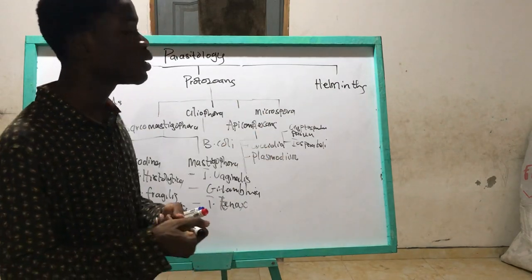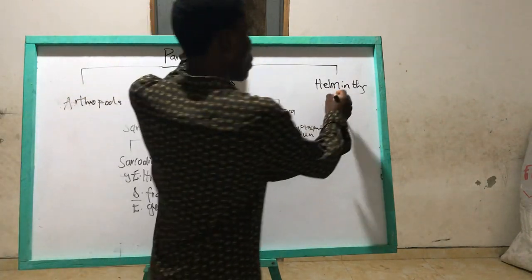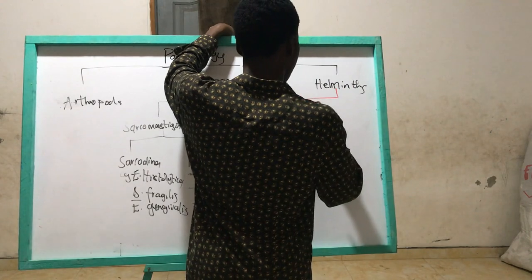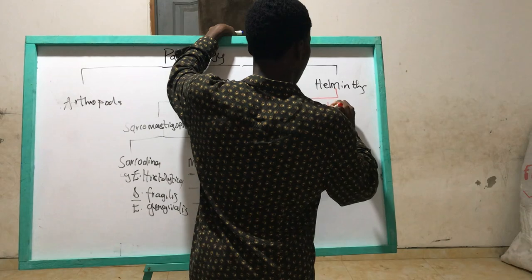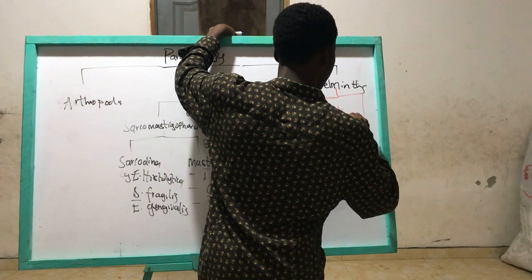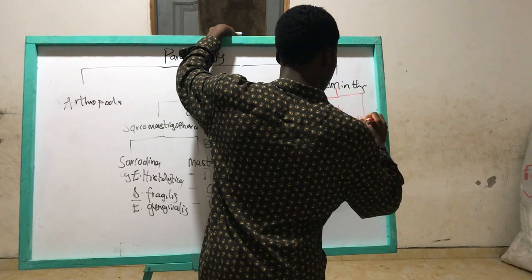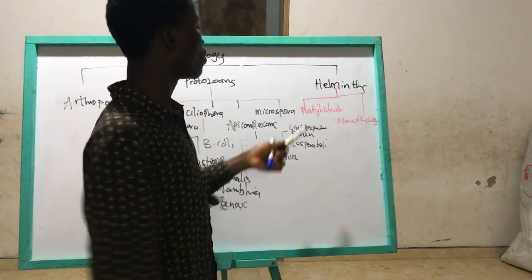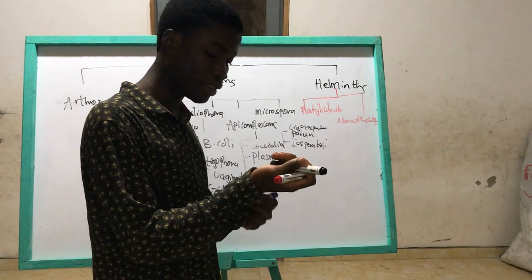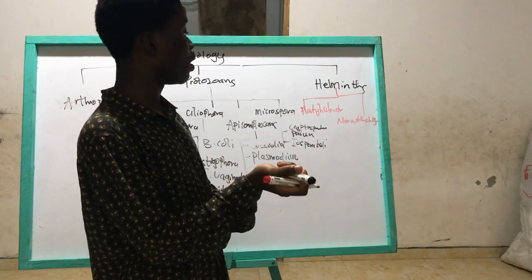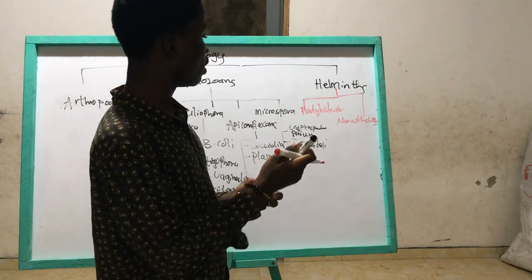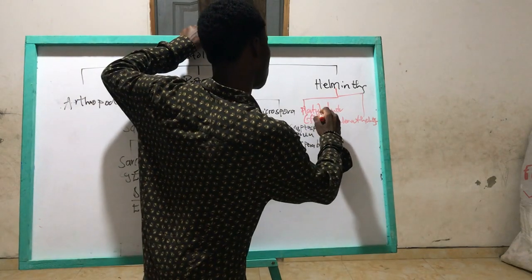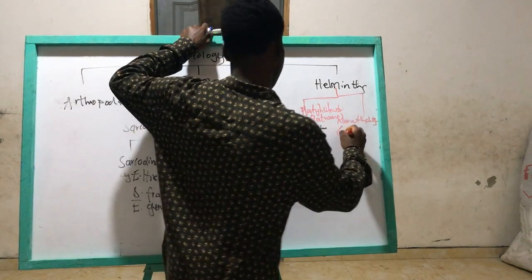Now let's go to helminths. So helminths too are classified into two major categories. We have the platyhelminths and then we have the nemathelminths. Platyhelminths are actually flatworms, and the nemathelminths are also called roundworms. So here flatworms, and here roundworms.